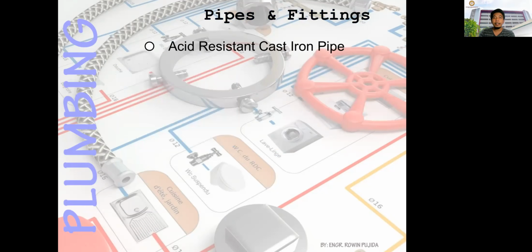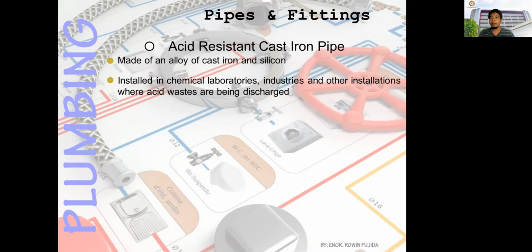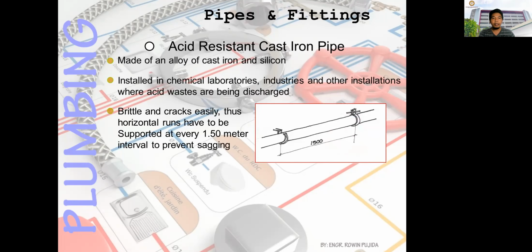Next is the acid-resistant cast iron pipe. This is made of an alloy of cast iron and silicon. Then it is also installed in chemical laboratories, industries, and other installations where acid waste is being discharged. Okay, and then it is brittle and cracks easily. Thus, horizontal runs have to be supported at every 1.5 meter interval to prevent sagging.